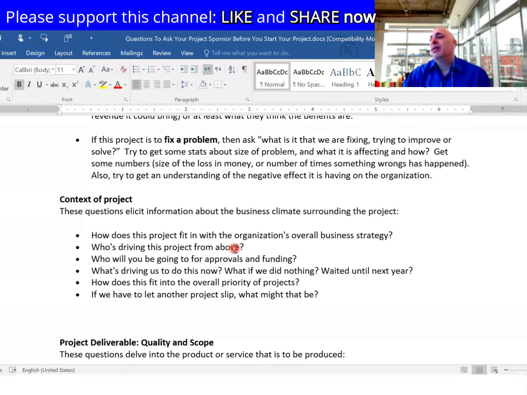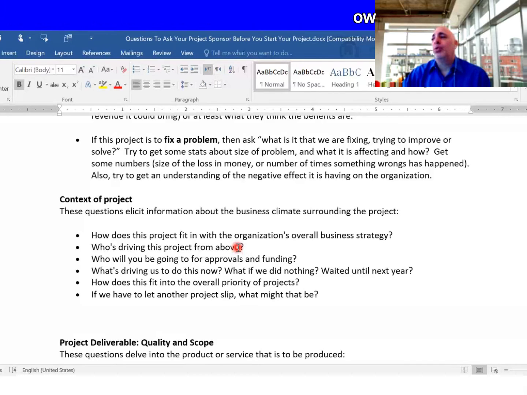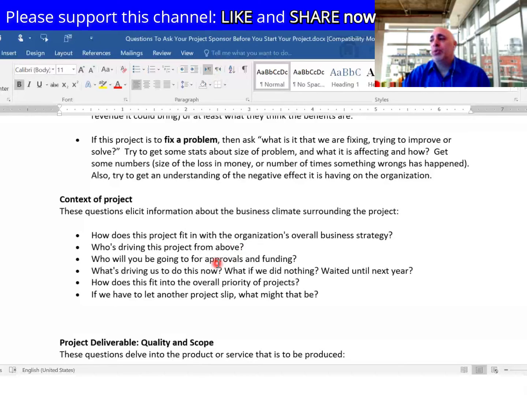I want to know, because that person or entity or group or governmental agency gives me a lot of knowledge of who is my key stakeholder in this one project. So who's driving it? Who do we need to go to for approvals and funding? What's driving us to do it now? What if we did nothing? What would happen? What if we waited till next year?